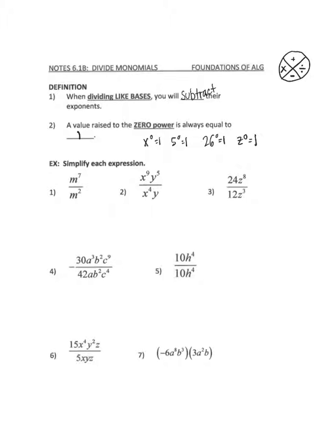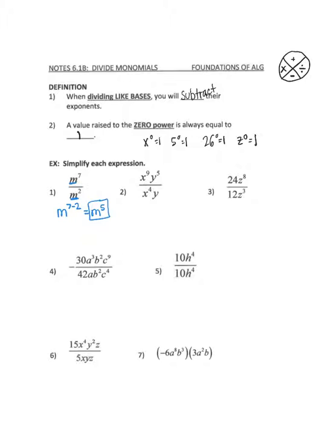Starting with the first one, we have like bases, both are m, so that means we can simplify, and we are going to subtract their exponents this time. So my base is going to be m. I'm going to start with the exponent on top, 7 minus 2. 7 minus 2 gives me 5, so my final answer is m to the 5th. We always want to do the exponent on top minus the exponent on bottom.